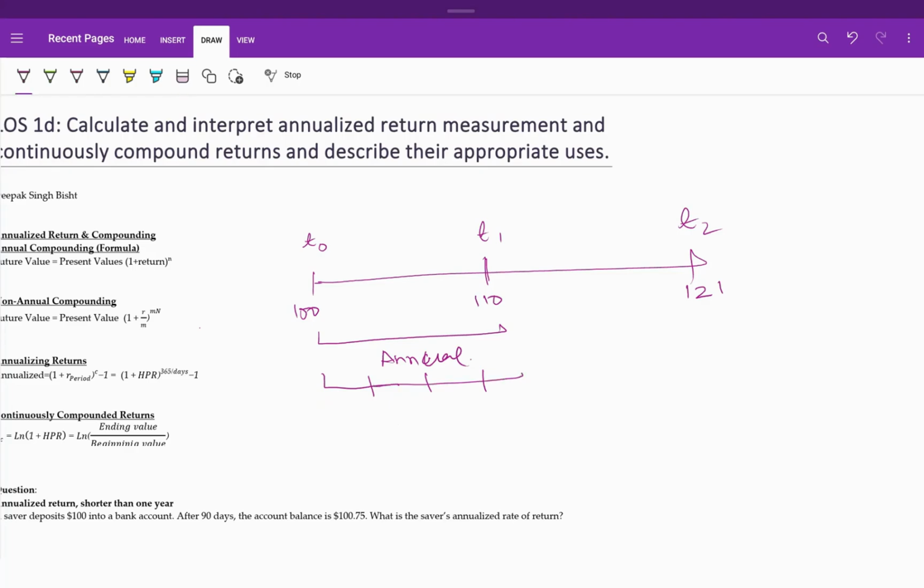This is quarter 1, this is quarter 2, this is quarter 3, and quarter 4. So here I am investing 100 at the same rate. Let's assume I have 10% as the interest rate. The frequency was previously annual. Now it's quarterly.